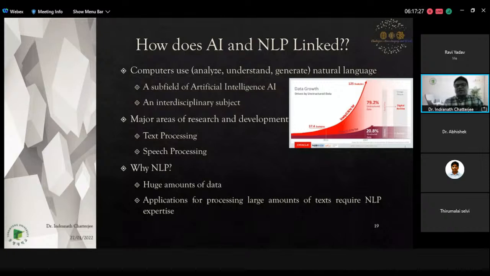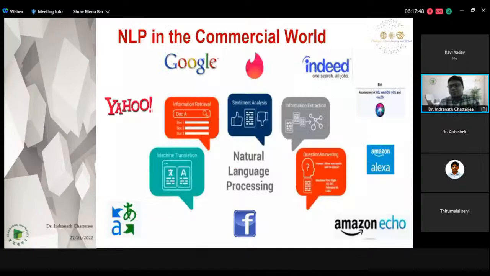When we work with textual data, which is mostly unstructured data, we need NLP. NLP can work on a huge amount of data, and a large amount of data requires more NLP expertise. So right now, NLP is everywhere, in every other company. If you or your students start learning about NLP, there is a huge prospect for a career in NLP for the next two decades indeed. Every second company right now is using NLP in some part of their business model. For example, Yahoo, Google, Facebook, Twitter, and everyone is using NLP for everyday purposes.